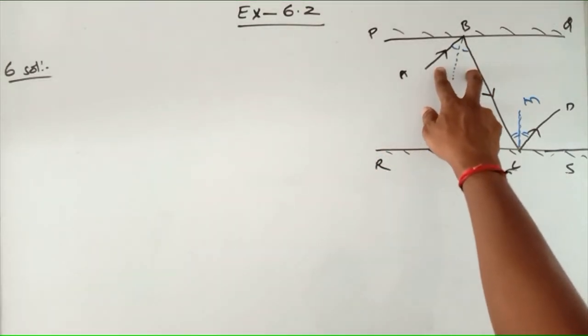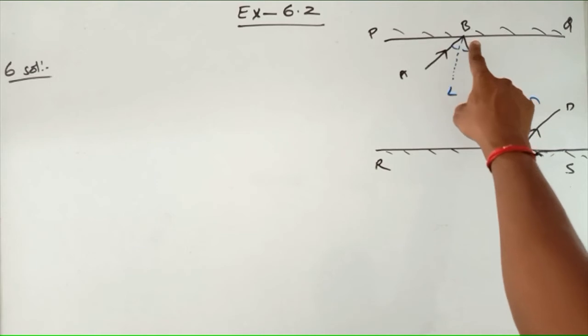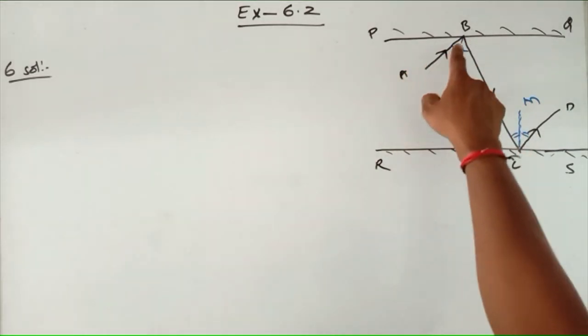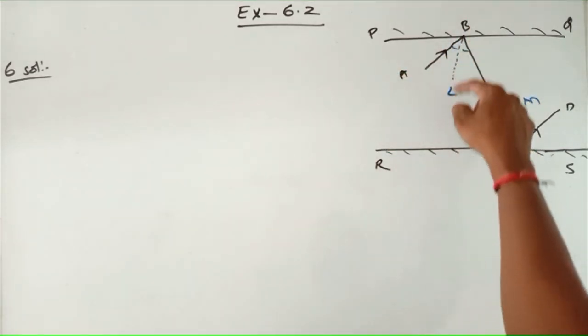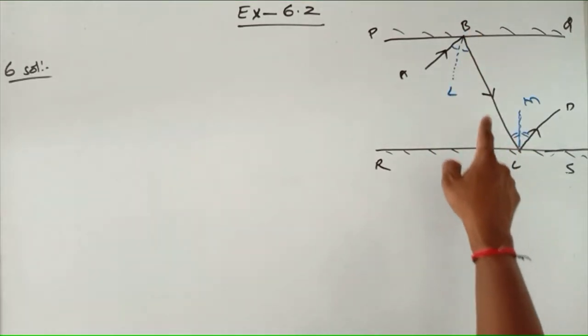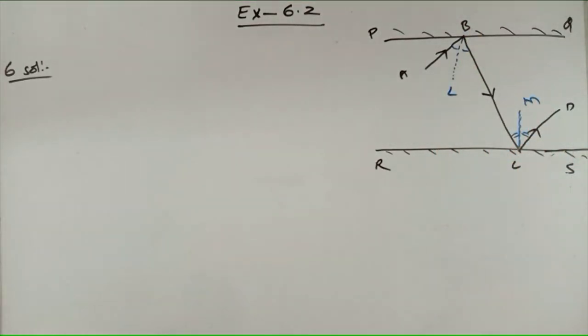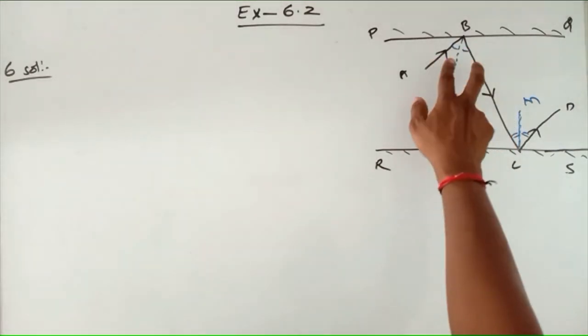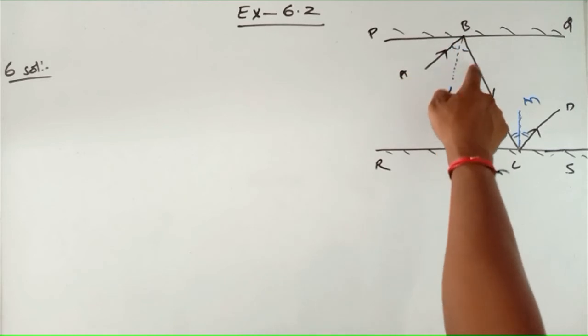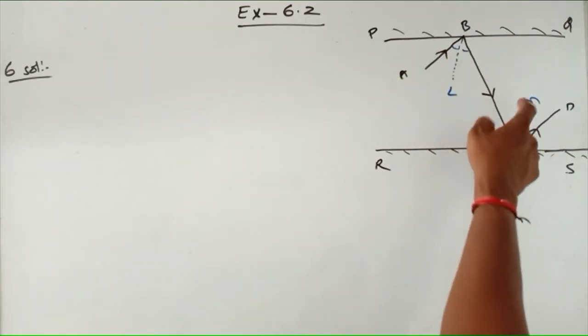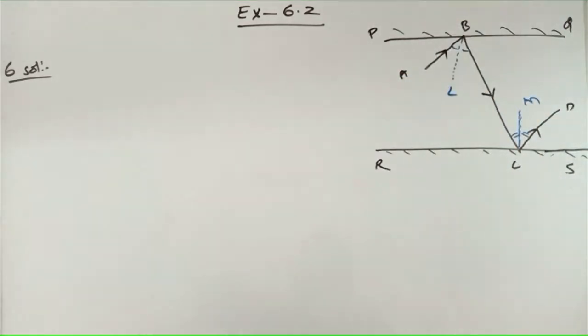So clearly in physics we already know angle of incidence is equal to angle of reflection. So angle of incidence, angle ABL, is equal to angle LBC. In the same way BCM is equal to MCD. So now we'll solve this problem. So first I am going to prove that these two are equal, and automatically these four angles are equal. If these four angles are equal, hence these are equal.